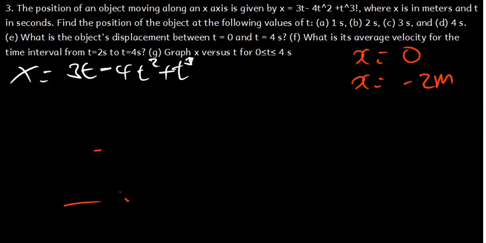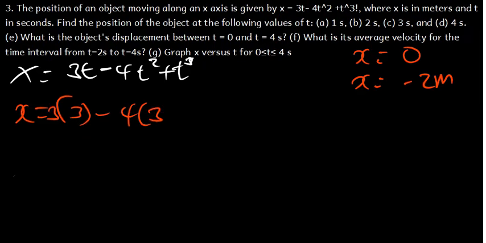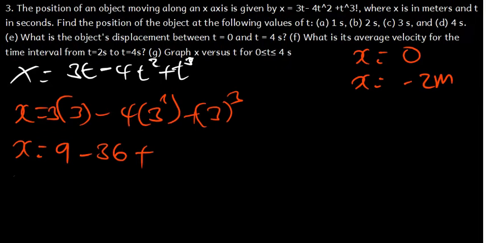So what if we plug in, part C is saying 3, we need to plug in 3. So we're going to have 3 times 3, then 4 times 3 squared, plus 3 to the power 3. So this is going to give us 9. 3 times 3 is 9. Then we have 9 times 4, which is 36.